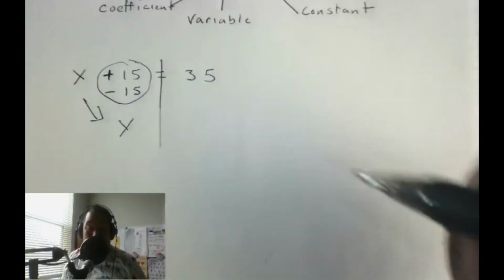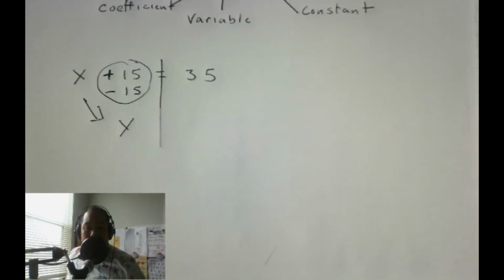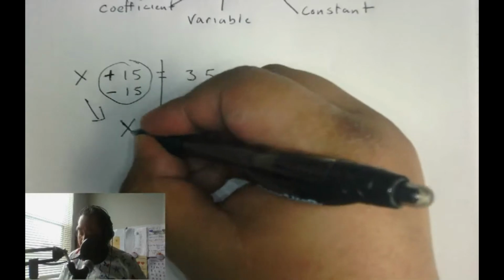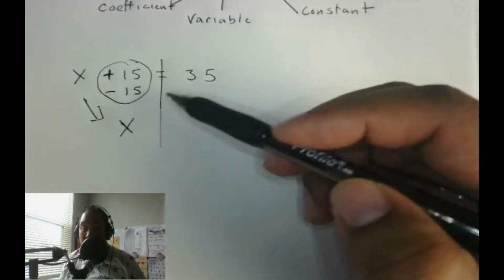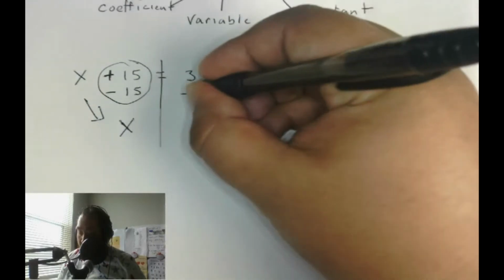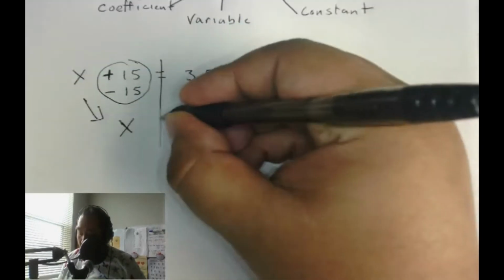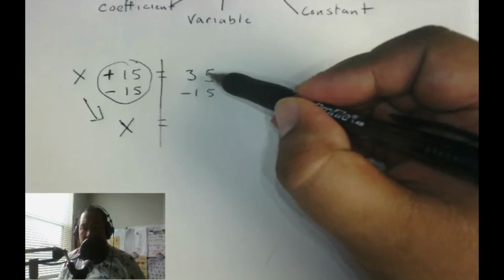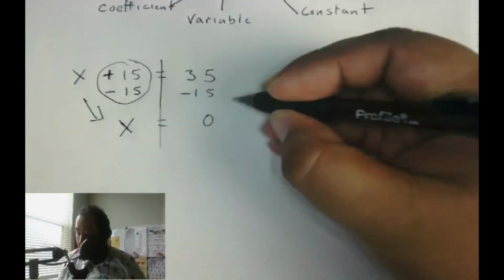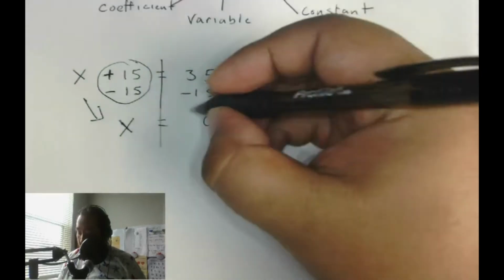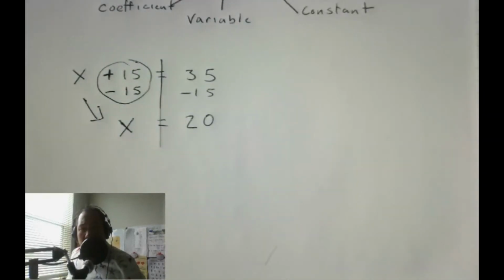So I'm going to bring down my x. And remember, whatever you do to one side, you're going to have to do to the other. So I subtracted 15 on this side, so over here, I'm going to subtract 15. So x equals, well, what is 35 minus 15? 5 minus 5 is going to be 0, and 3 minus 1 is 2. So in this first problem, x equals 20, and we've completed our first one-step equation.